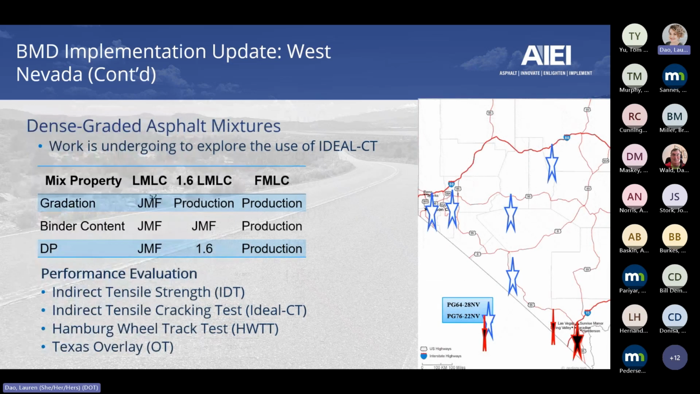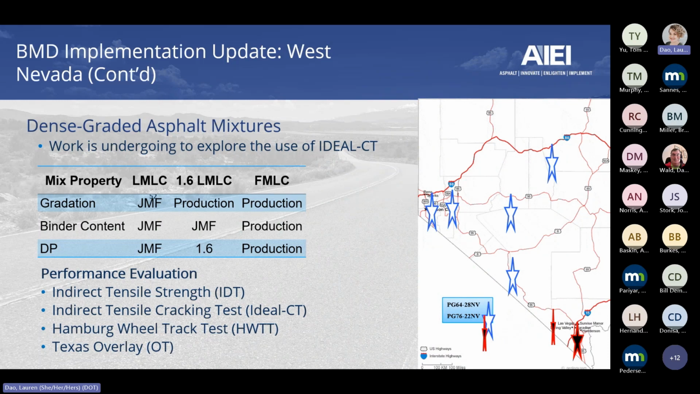Now, I want to show you also a little bit about their balanced mix design efforts. They do handle feedback and development purposes, informational purposes, but not necessarily as far as specification. And they're exploring the CT index values, and they started collecting material from different locations within the state.